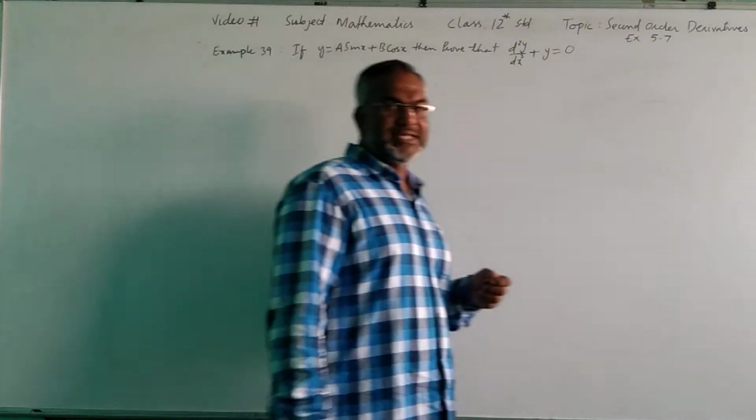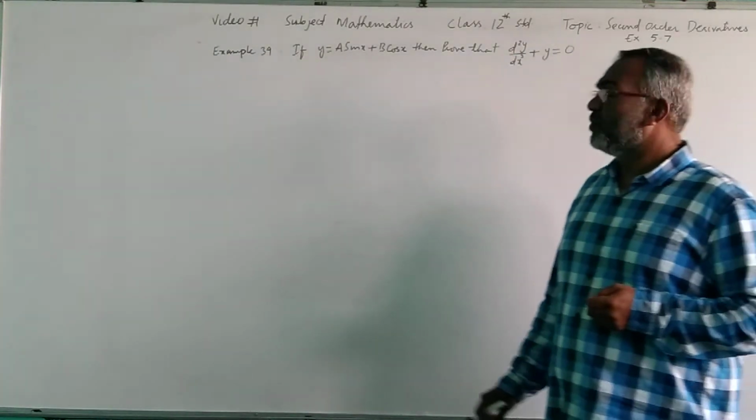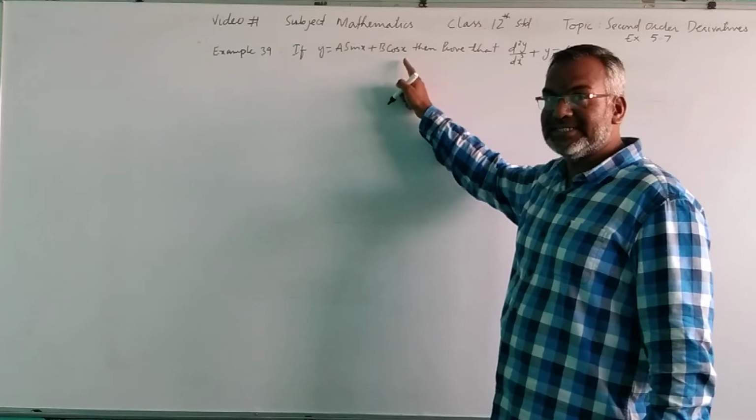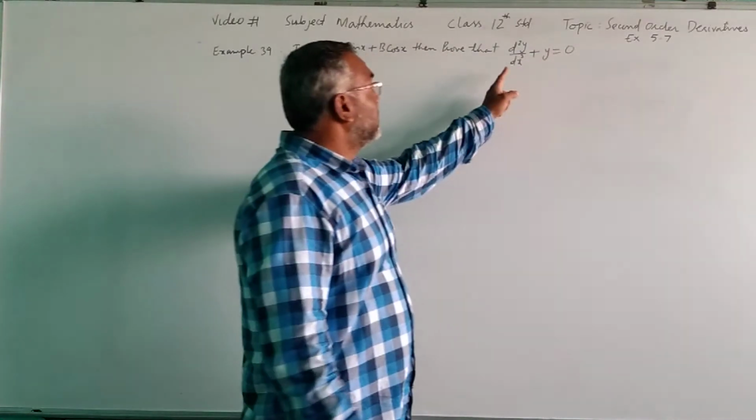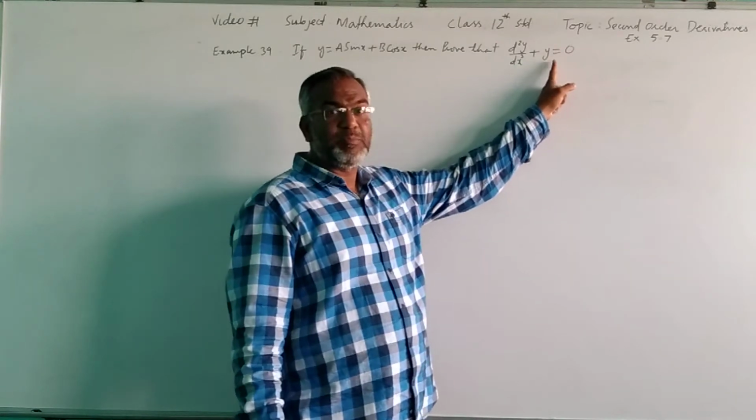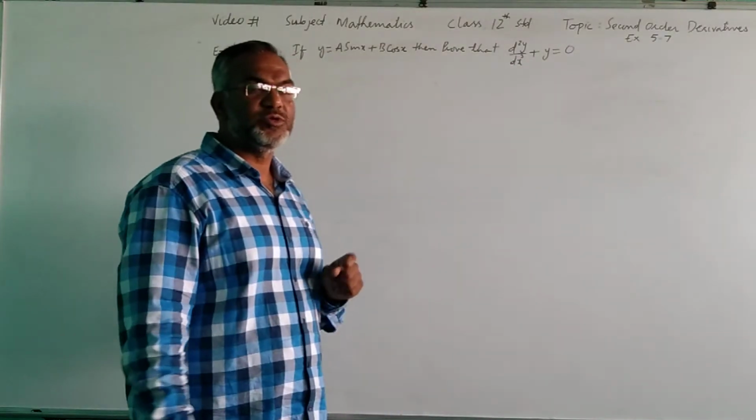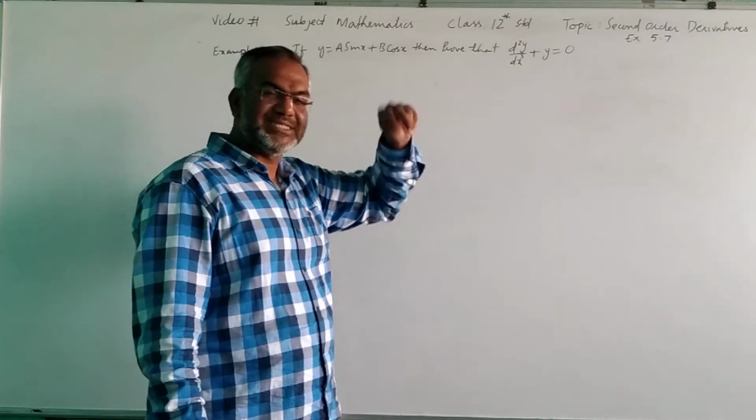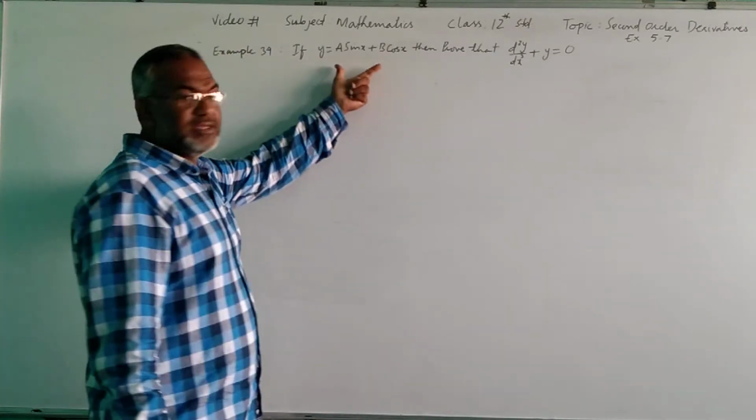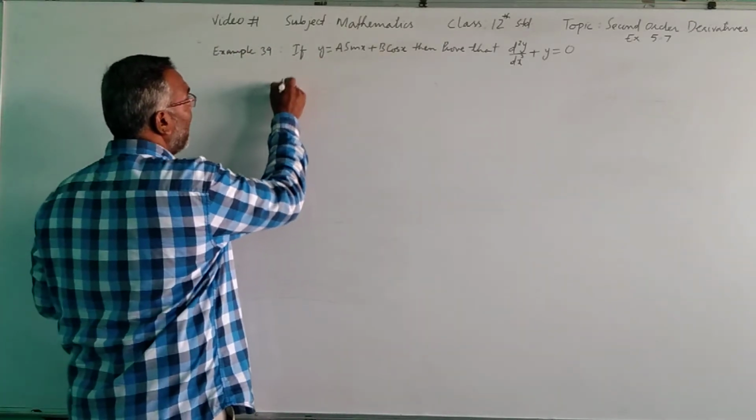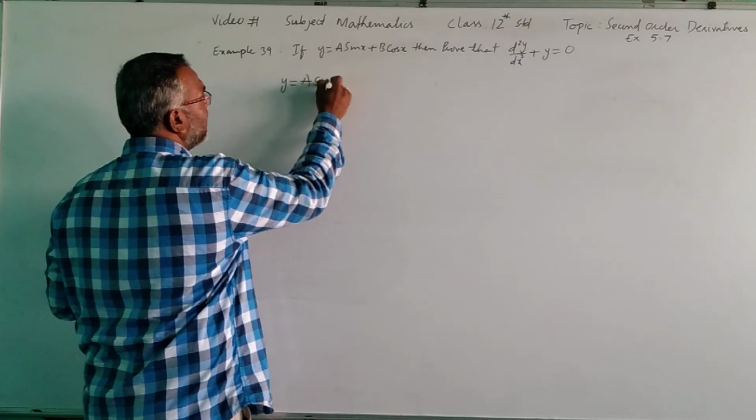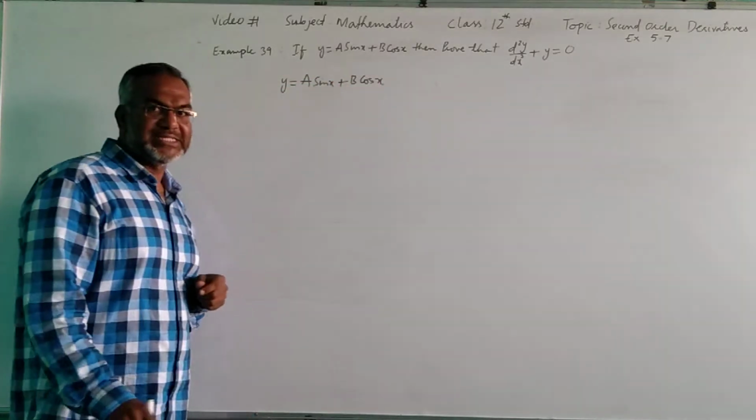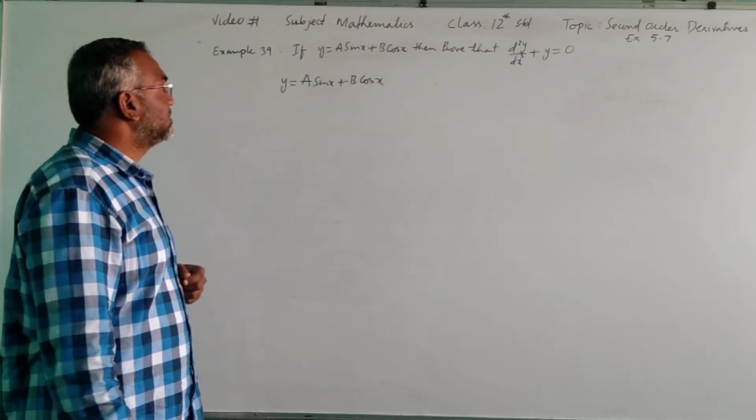Next example, example number 39. What it says, if y is equal to a sin x plus b cos x, then prove that d square y by dx square plus y is equal to 0. This we have to prove. We have to get this after differentiating twice, that is second order derivative. Let's take the given equation. Given equation is y is equal to a sin x plus b cos x, right?